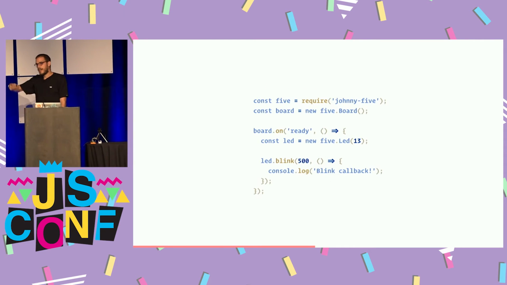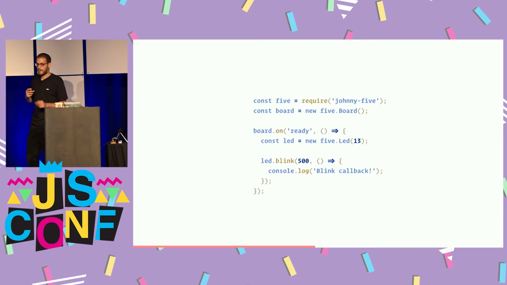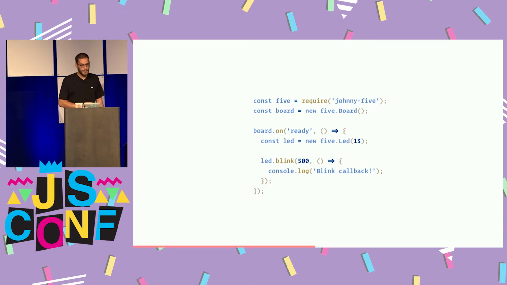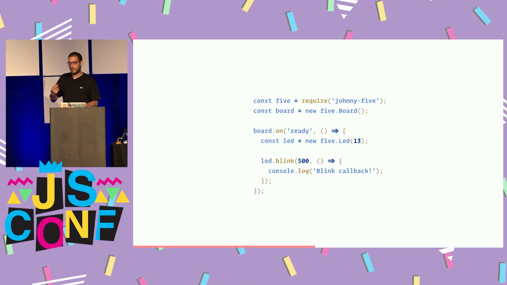And we can rewrite the flashing LED example by including the Johnny 5 module, initializing a new board, and using the callback when the board is ready. We're going to flash the LED using the blink LED function.